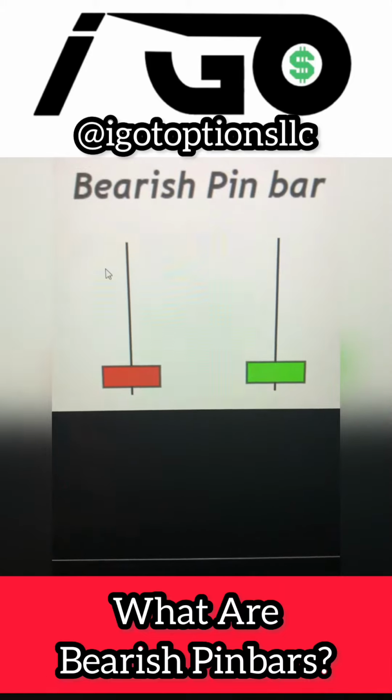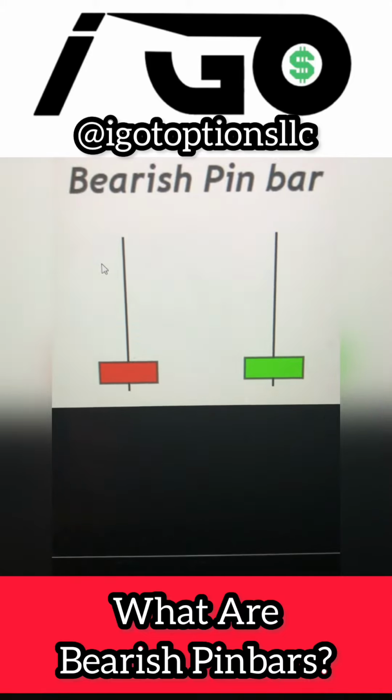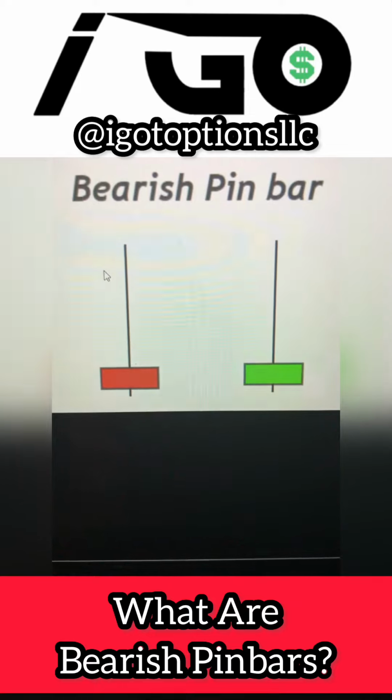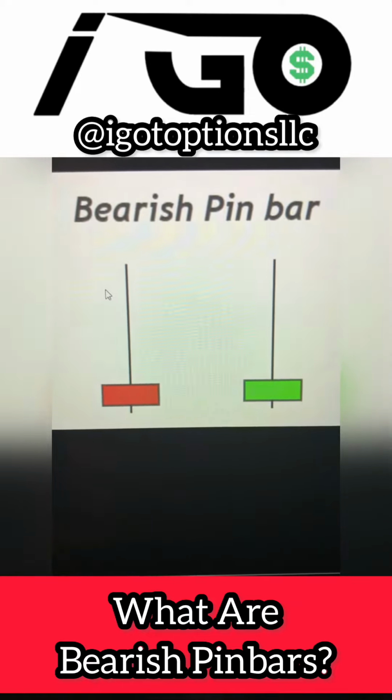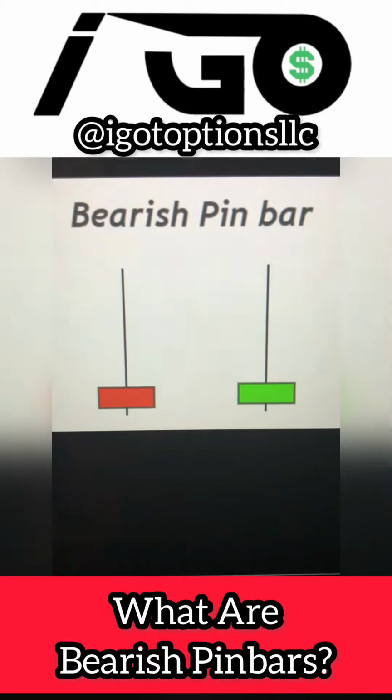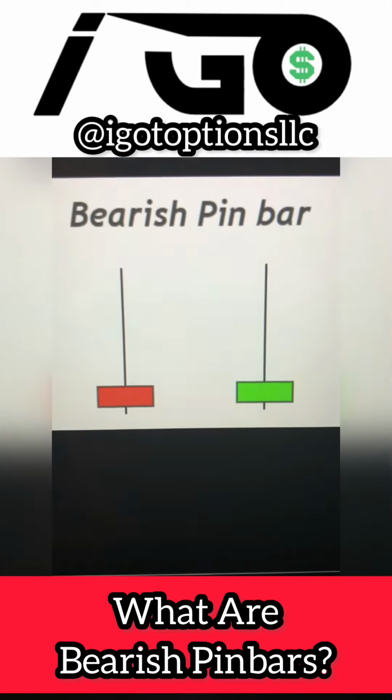Now, with that being said, these candlestick patterns are frequent. You are going to see these patterns on a regular basis. However, from my experience, I recommend that you pay attention to these candlestick patterns at resistance levels. And the reason why is because you're less likely to get faked out.